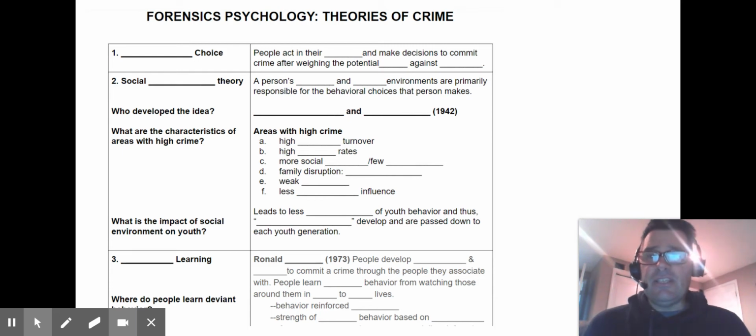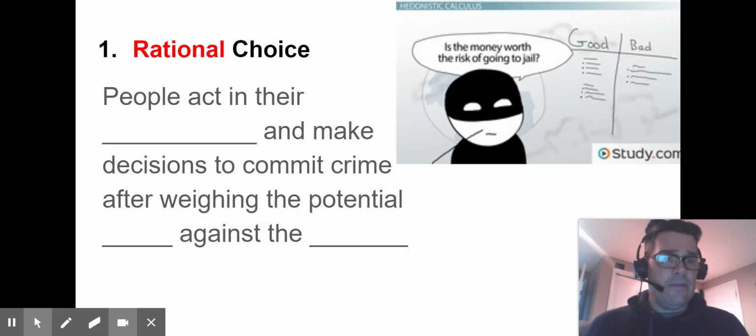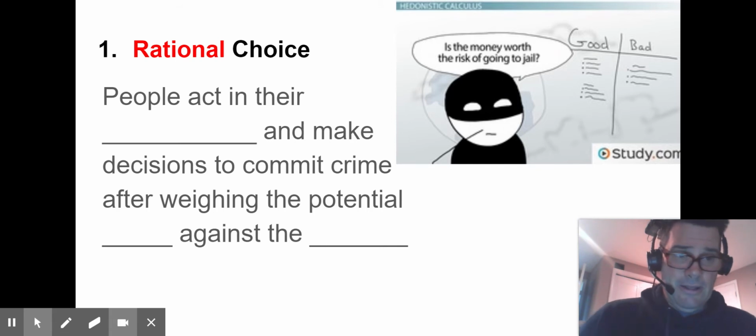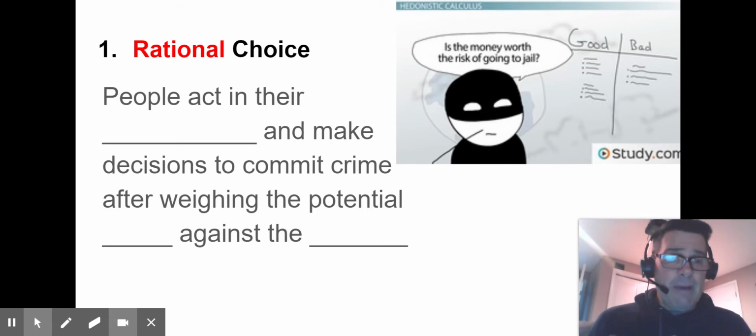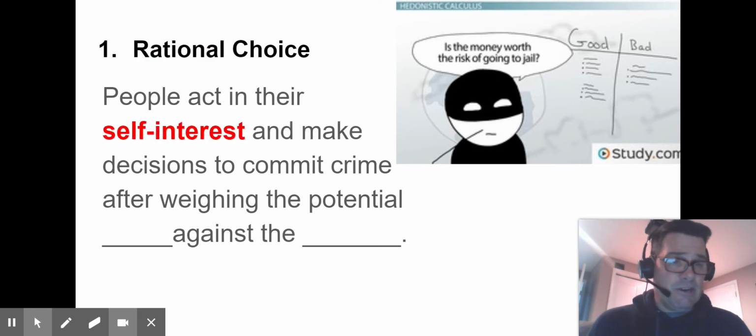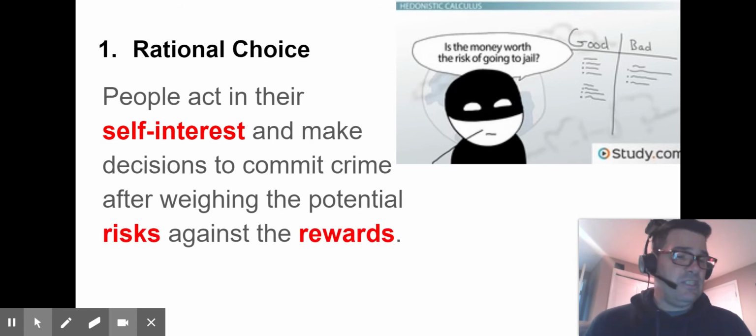Okay, so we're going to start with the most common theory, or maybe I should say the simplest theory about why crime happens, and that is just the idea of rational choice. That crime happens due to rational choice. The idea behind this is that people act in their own self interest and they make decisions about committing a crime after weighing the potential risks against the reward.